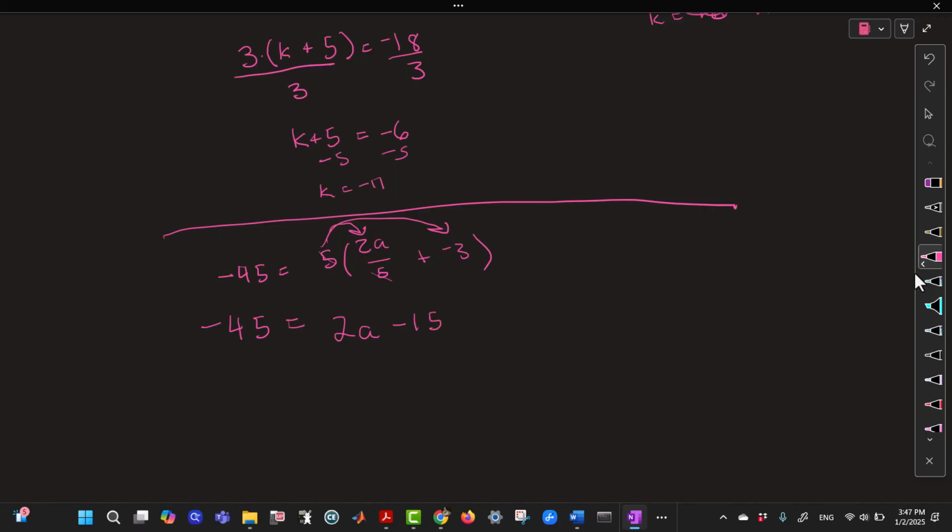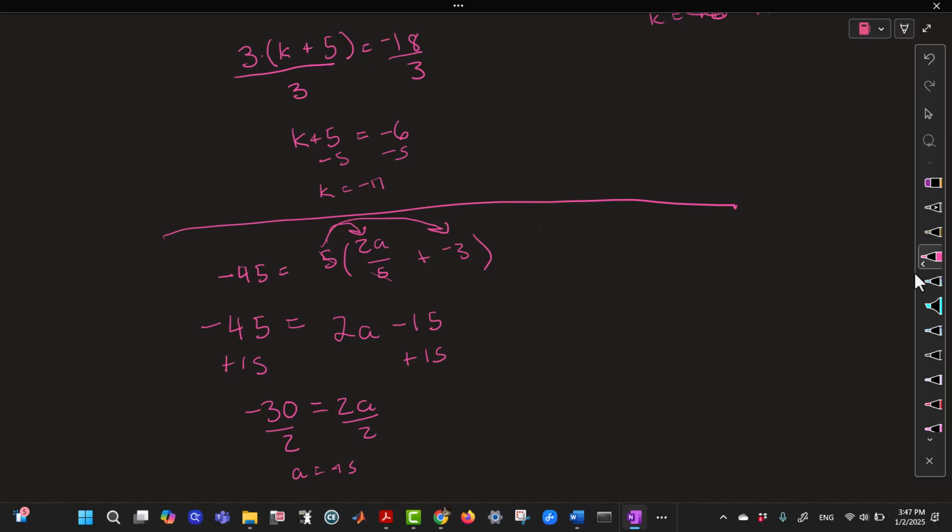Now I want to get the variable by itself. So right now I have the variable on the right hand side, so I want to get it by itself, so I'm going to add 15 to both sides. And that gets me negative 30 equals 2a. Divide both sides by 2, and a equals negative 15.